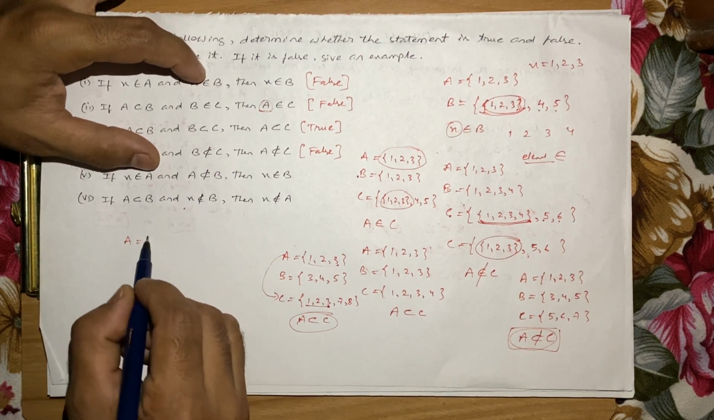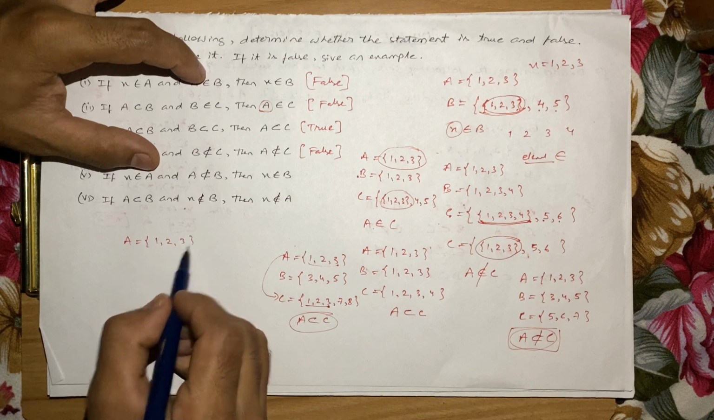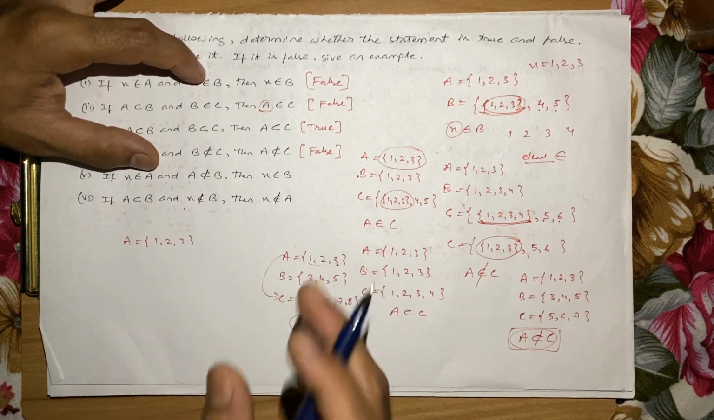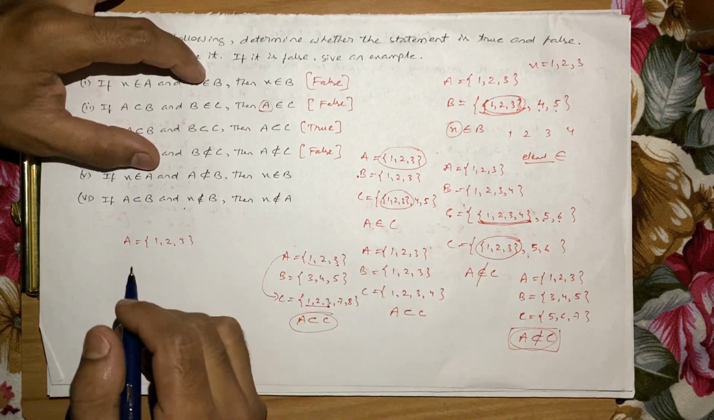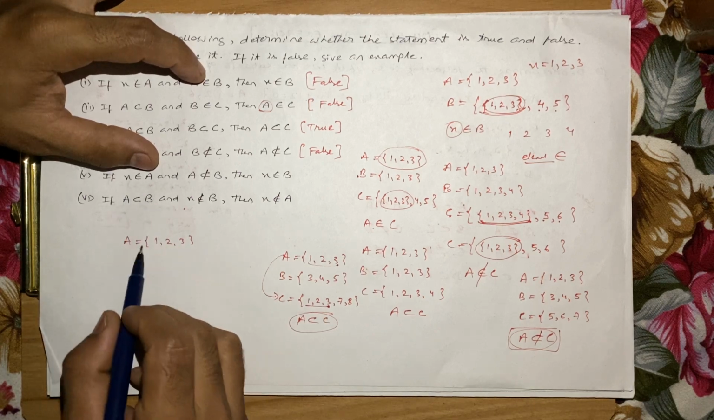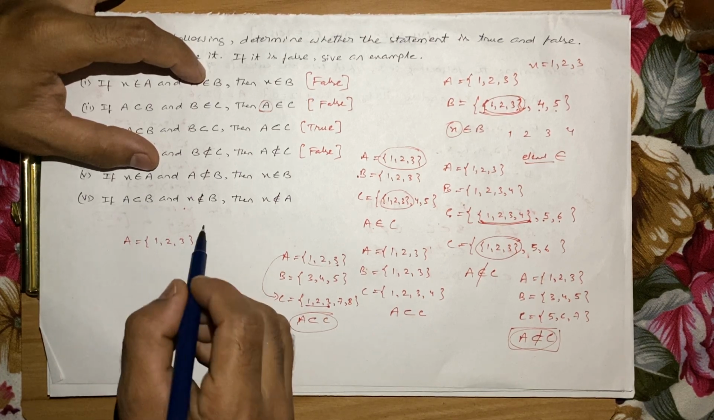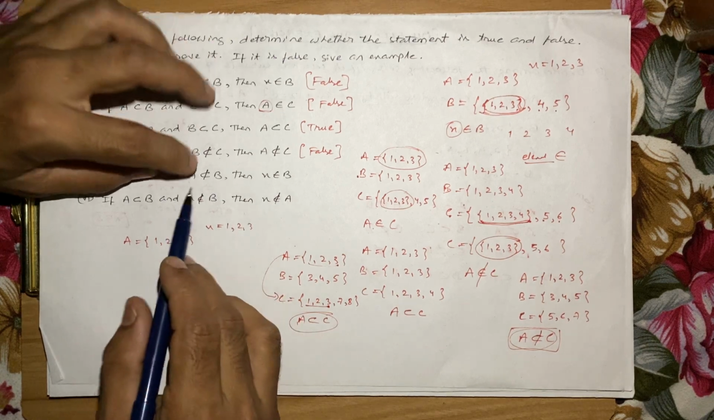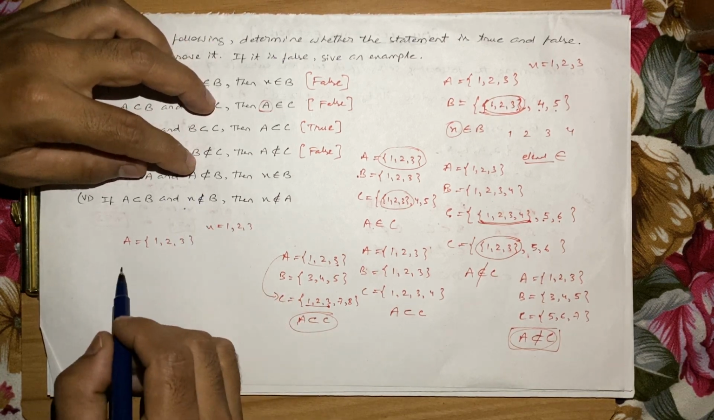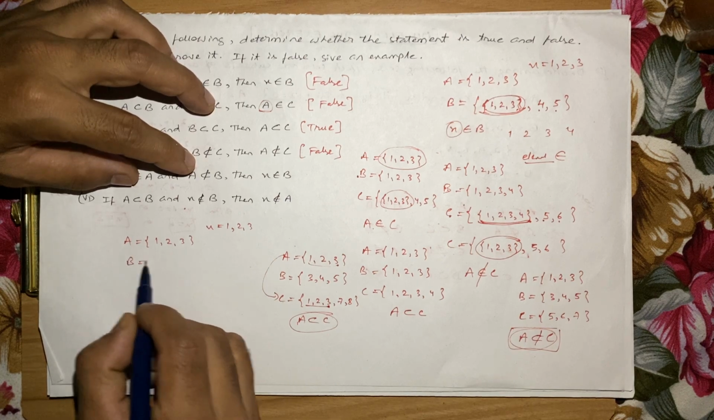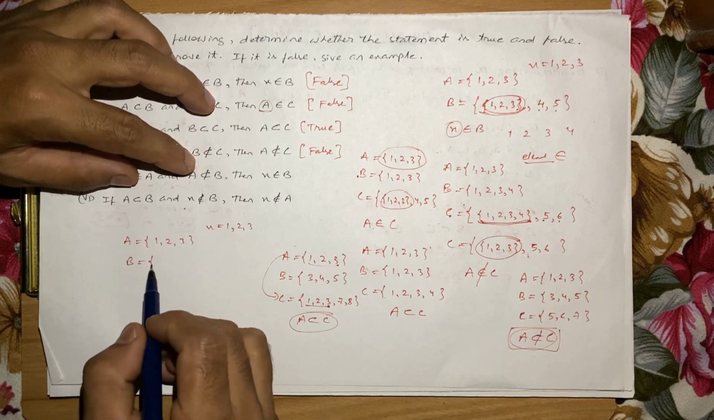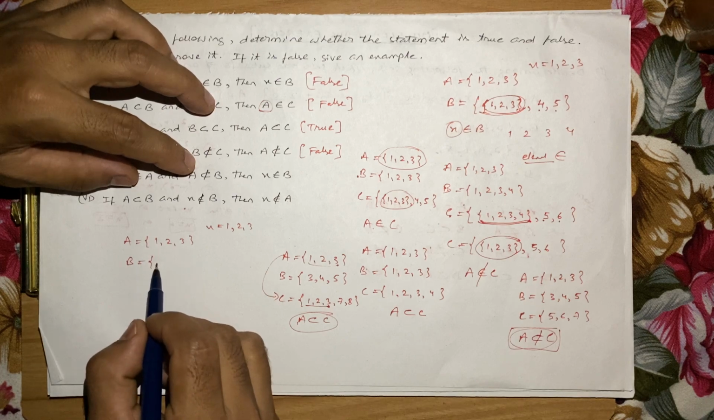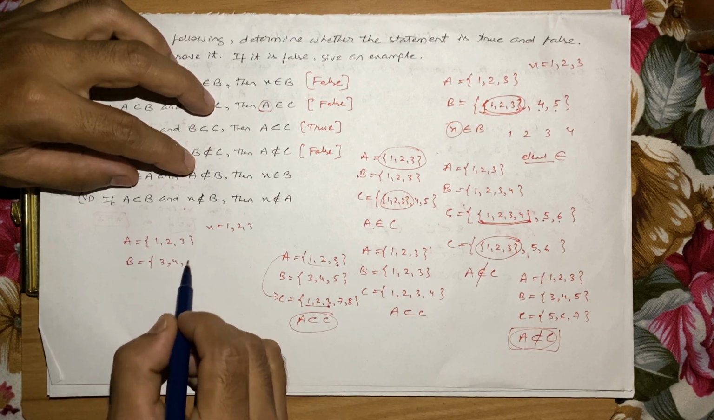Okay, let's say there is a set A which is {1, 2, 3}. Once again, I'm taking the same thing because you just need to know the basic idea. If X belongs to A, means X is an element of the set A, X can be either 1 or 2 or 3. And A is not a subset of B, means all elements of A are not present in B. Let's say {3, 4, 5} is there.